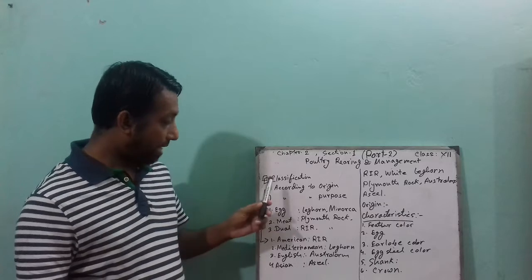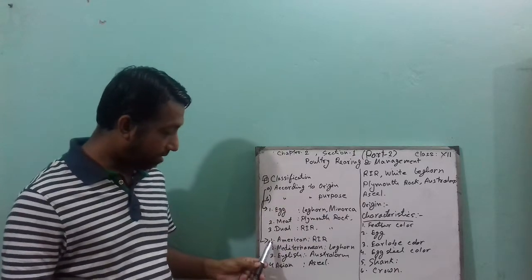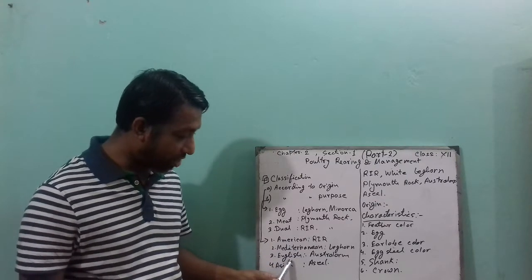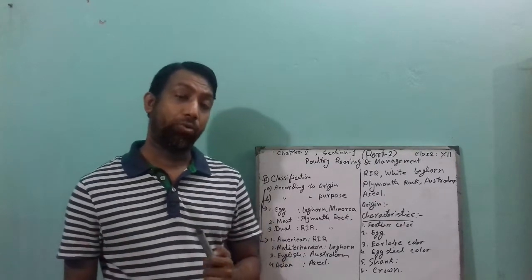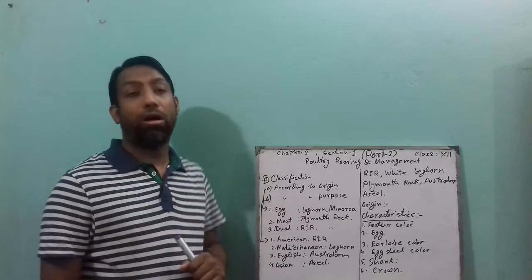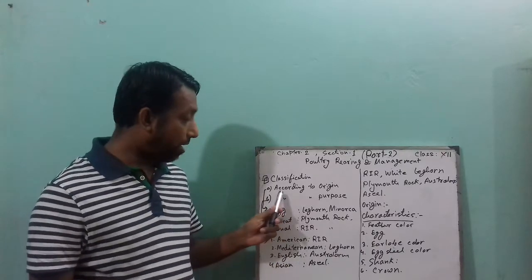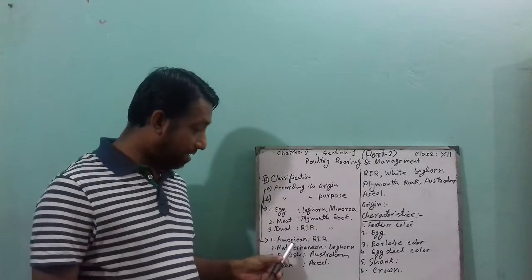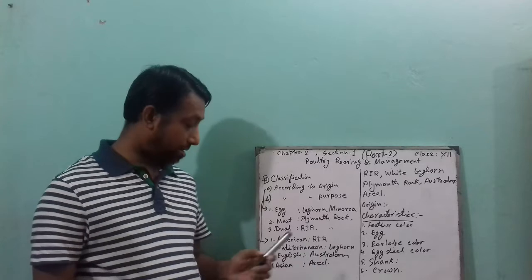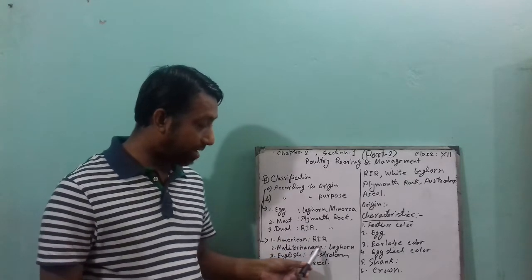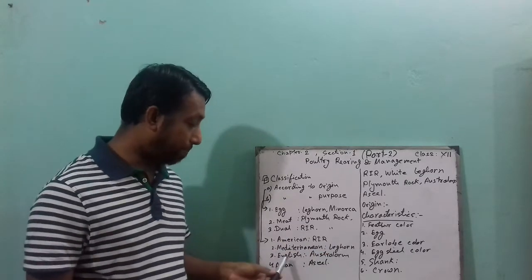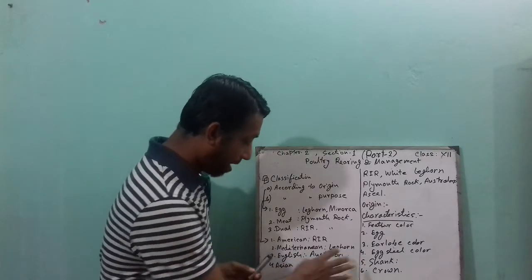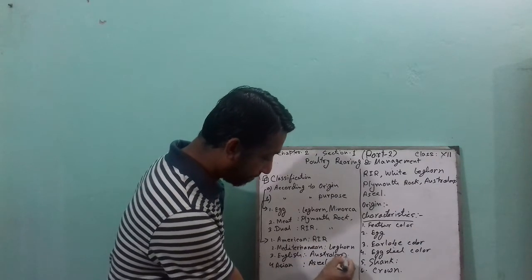The next one is according to origin, which is American class, Mediterranean class, English class and Asian class. We can classify into these four classes according to origin. Example of American class is Rhode Island Red. Example of Mediterranean class is Leghorn. Example of English class is Australorp. Example of Asian class is Asil.